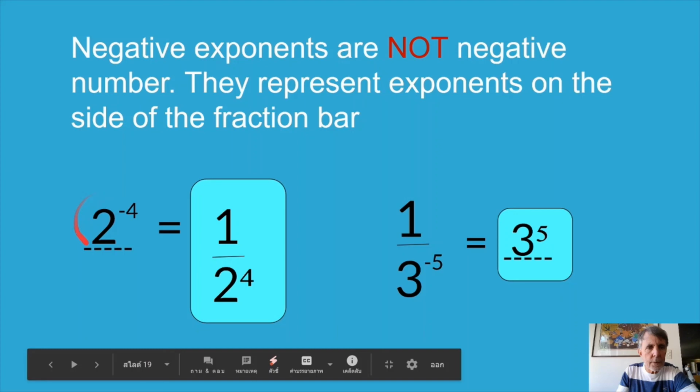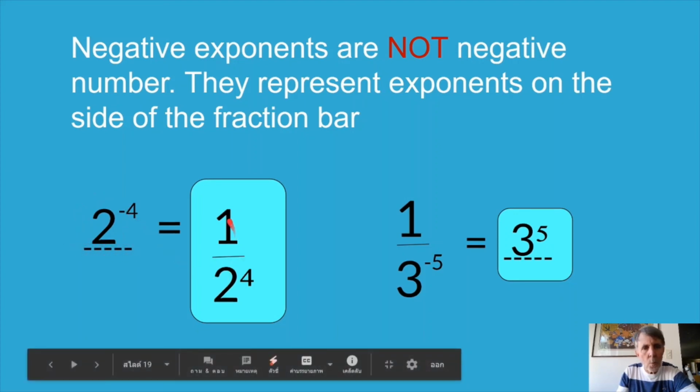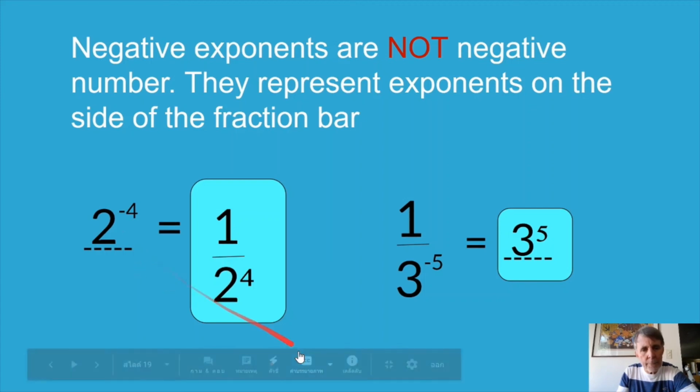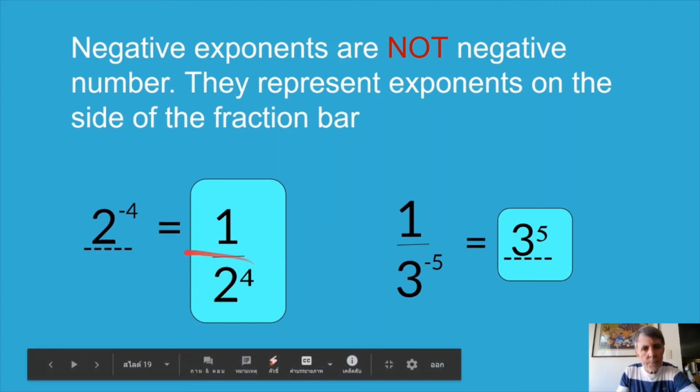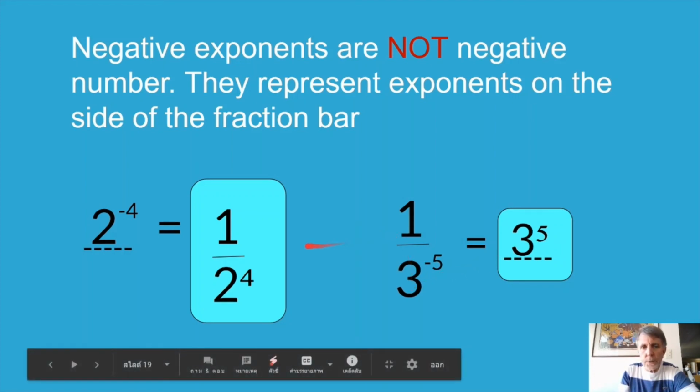So 2 to the negative fourth, you see this invisible fraction bar here. That's actually 1 over 2 to the fourth. We have to move this down, and then something has to be on the top of the fraction, and we're going to say that's a 1. And conversely, this 1 over 3 to the negative fifth, well, that is the fraction bar. So if we moved it up to the top of the fraction bar, and there's the fraction bar that's invisible now, it becomes a positive exponent. So again, nothing to do with positive or negative numbers, just on the different side of the fraction bar.